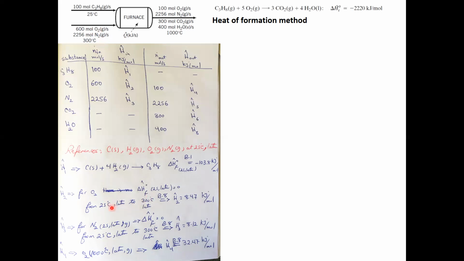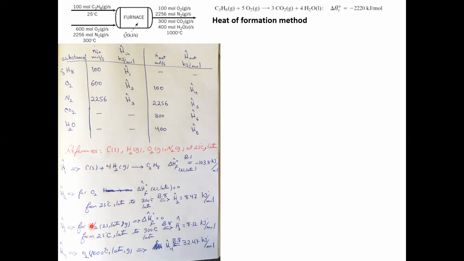What is the energy needed to increase the temperature of oxygen from 25 to 300? You remember, we have this information. If 25 is your reference and you want to reach 300, we have it in table B8. We can go and read the specific enthalpy of oxygen at 300.